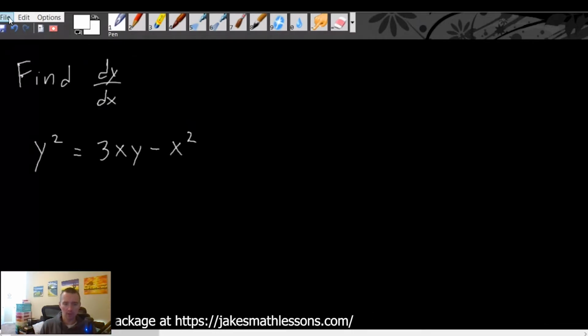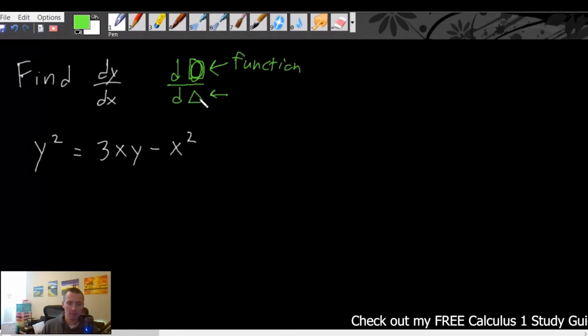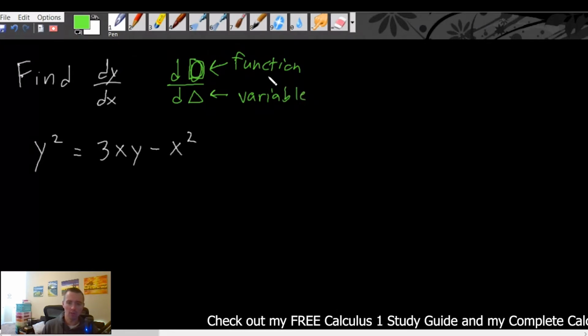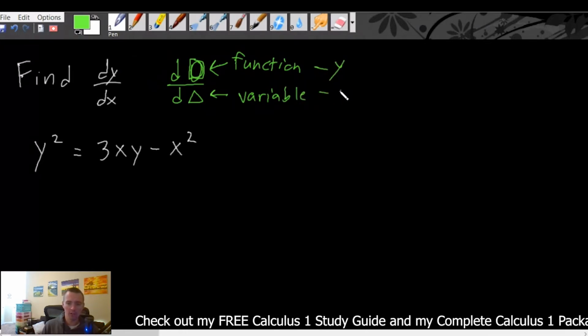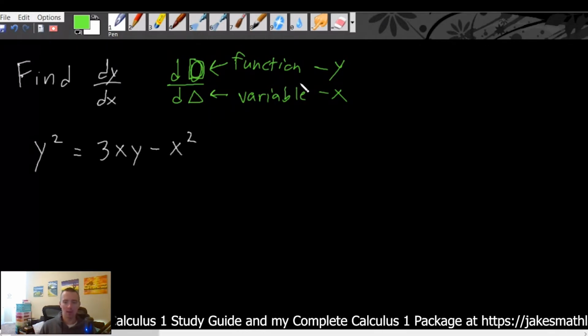So what this tells you, if we're trying to find dy/dx, d anything over d anything else, we'll just say d square over d triangle, whatever these two things are, it doesn't matter. What this tells you is whatever is on the top is going to be treated as a function, and whatever is on the bottom is going to be treated as your variable. So in this case, we have dy over dx: y is a function, x is a variable.